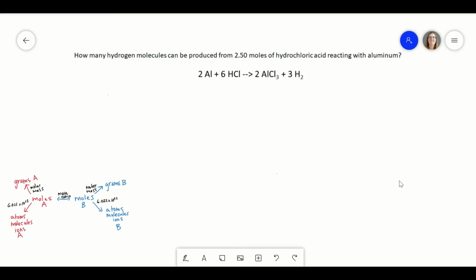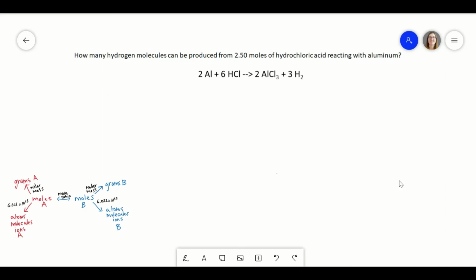Alright, let's look at another problem. So this question is asking, how many hydrogen molecules can be produced from 2.50 moles of hydrochloric acid reacting with aluminum? So once again, we want to make sure that we understand the substances in the question and how they relate to the balanced equation. So hydrogen, like we saw before, is H2 in our equation. Hydrochloric acid is HCl, and aluminum is Al.